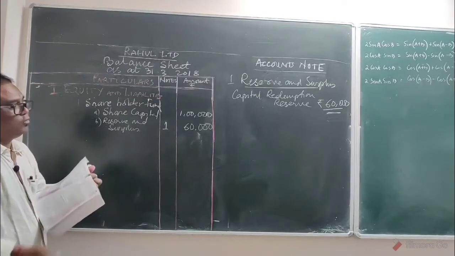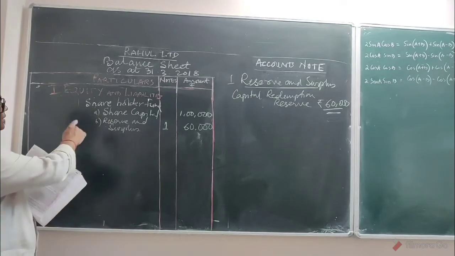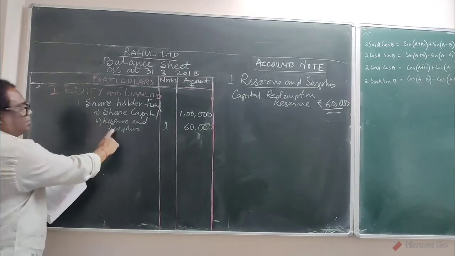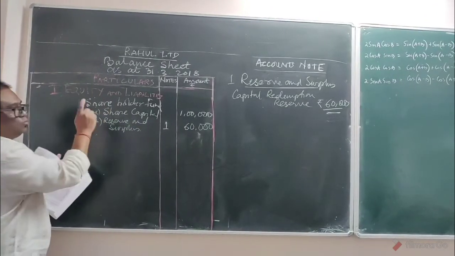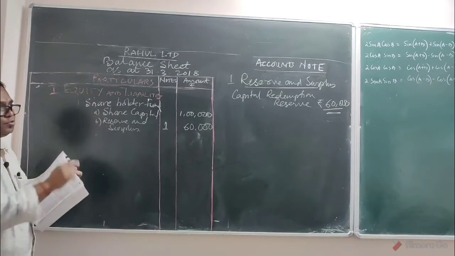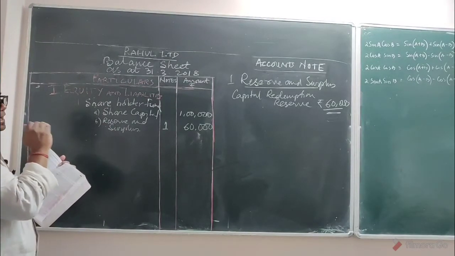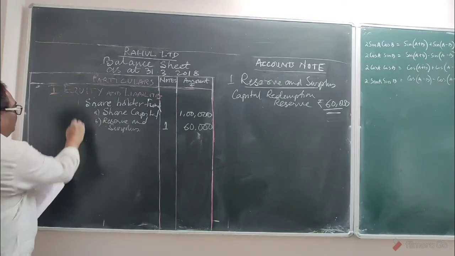I hope you have understood how the items are recorded in the accounts note and how the items are written in the balance sheet. Capital redemption reserve will not be written directly in the balance sheet; it will go in the accounts note under the heading reserve and surplus.